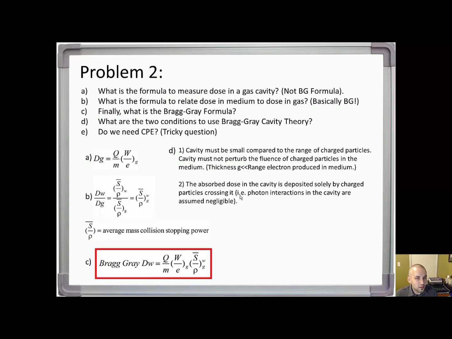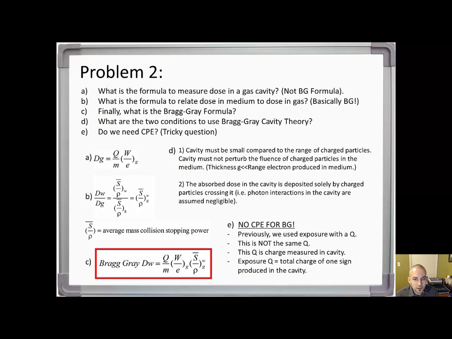Now for E, do we need charged particle equilibrium for Bragg-Gray? And this is actually a tricky question. So the answer is no. You do not need charged particle equilibrium for Bragg-Gray. But probably what you're thinking is, to relate collision kerma and exposure to dose, there's a Q in that formula, and you do need CPE to relate the two, right?